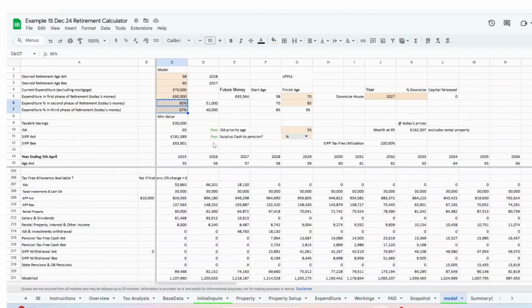And then we come to the model, and for the model, we just put in when they'd like to retire, what they're currently spending, and what they'd like to spend in the first phase of retirement when they're really going for it and enjoying themselves. And then this can be scaled back in the mid phase and in the later phase of retirement.